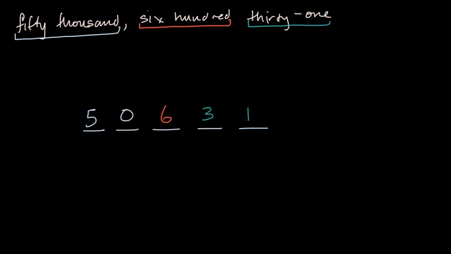And of course, you want to put your comma in the same place. And you put your comma every 3 places. So the first time you do it, if you're moving from the right, you put it between the hundreds and the thousands place. So there you have it. This is the same thing as 50,631. This is that number written in standard form.